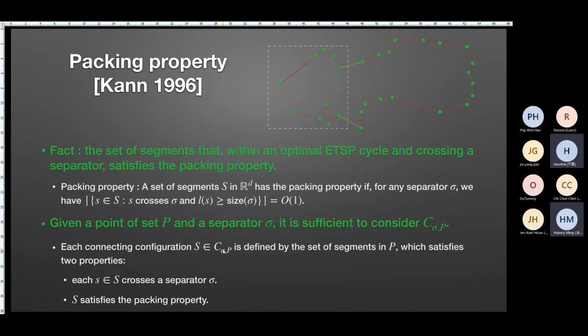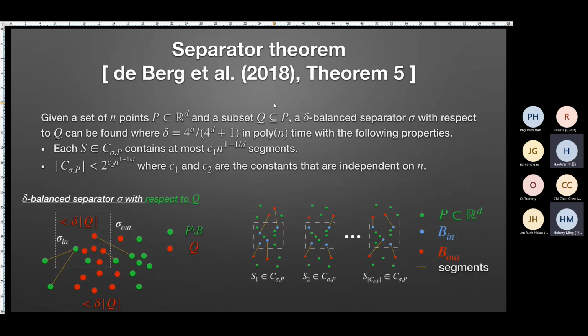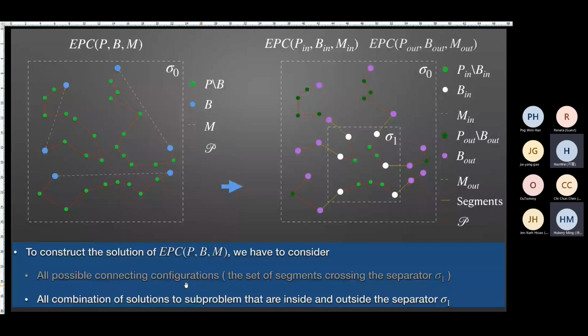Okay, so let's define what is the long length. The definition of long length is: those segments whose length is larger than the length of the hypercube or the separator. That's the definition of long length. So here we could consider all of the possible connecting configurations, and we can bound the number by the separator theorem.